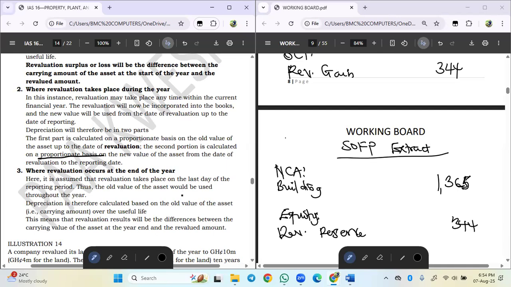So whenever you calculate, the first part will be on the historical cost. The second part will be on what? The revalued amount. And also you check the number of months, okay?